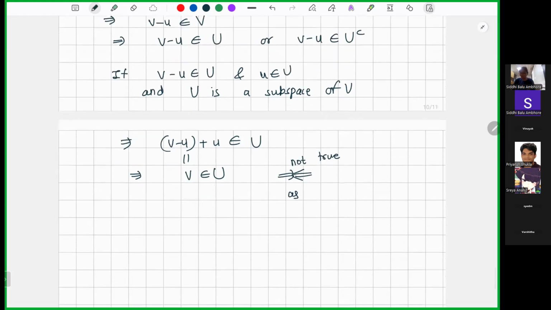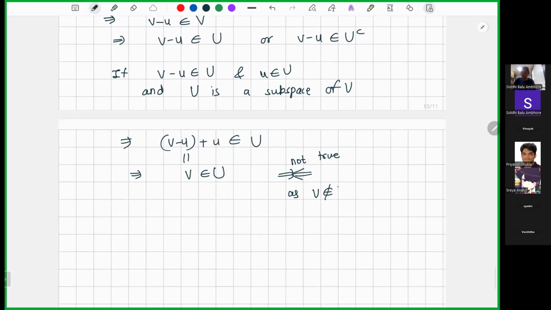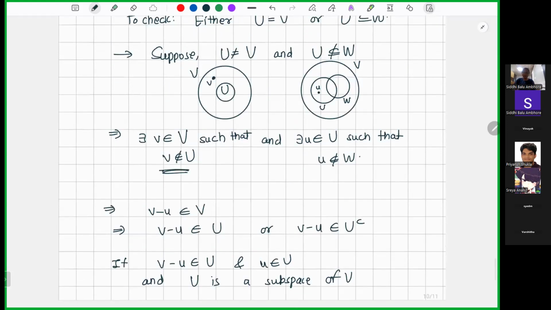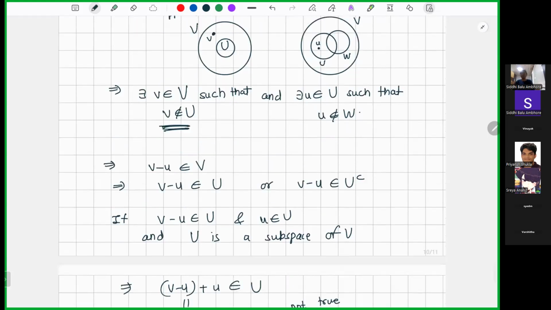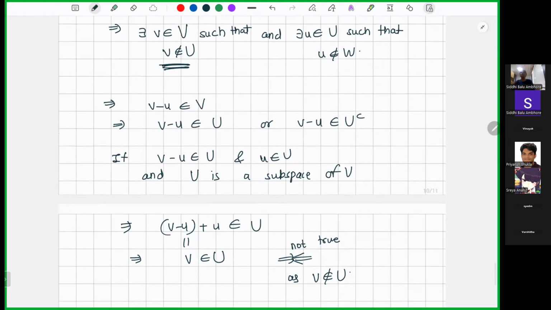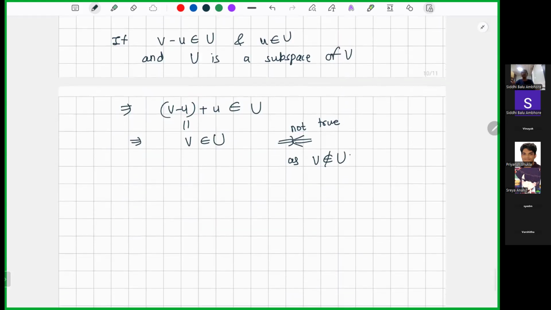This is not true, as v does not belong to U to start with. v was not in U. But if v minus u belongs to U, and I'm starting with u being inside U, and U is a subspace of V, then by that I should have that v belongs to U, but that's not true in our case. So this is not possible.